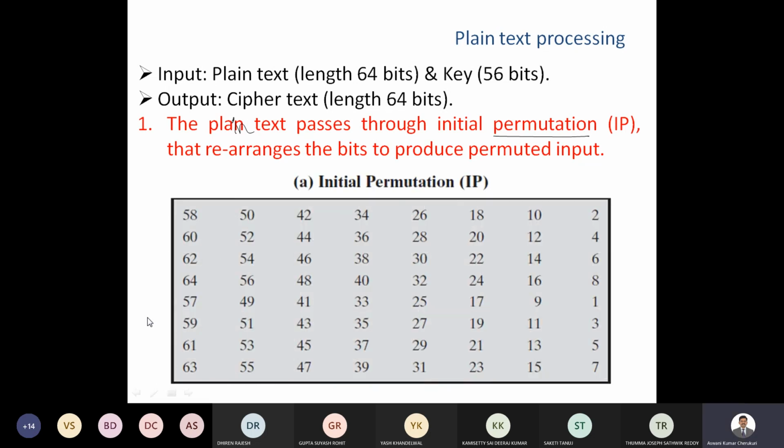There is a table called the IP table, the initial permutation table, which says that the 50th bit has come as the first bit, the 50th bit has come as the second bit, the 42nd bit has come as the third bit, and so on. That means your first bit has gone to a particular location, which is actually the 40th location. Remember, this is fixed.